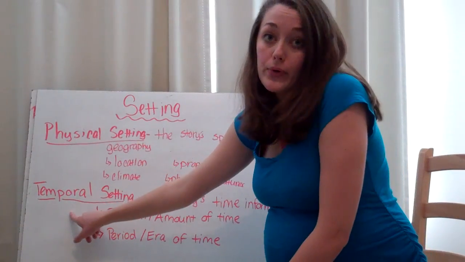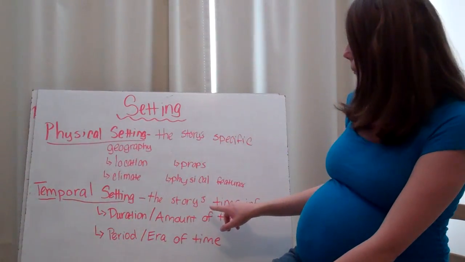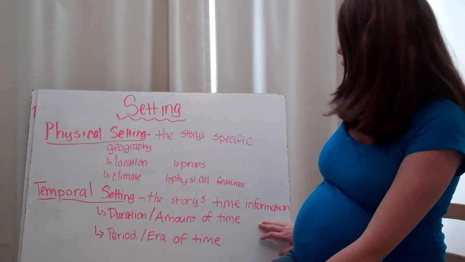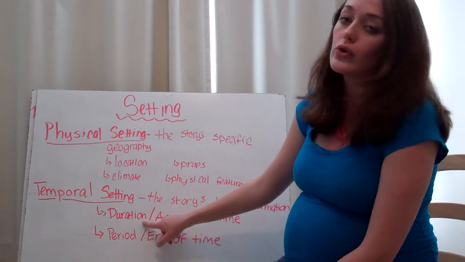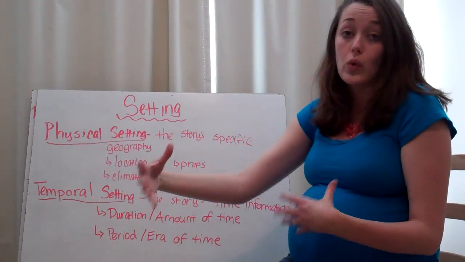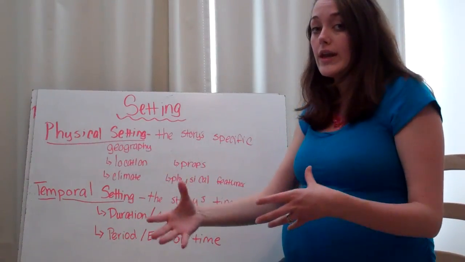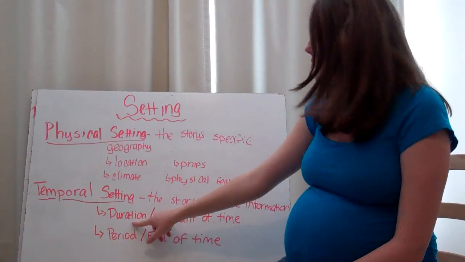We also have temporal setting. Think temporal, time. Temporal is the time information for the story. This could be the duration or amount of time. How long does it take for the story to happen? Is it 1 hour? Is it 3 years? Is it 20 years? What's the duration or amount of time?